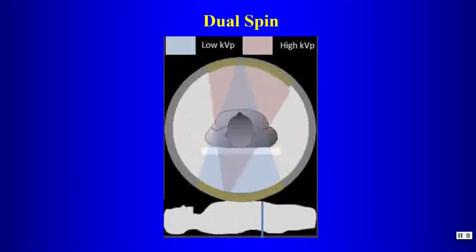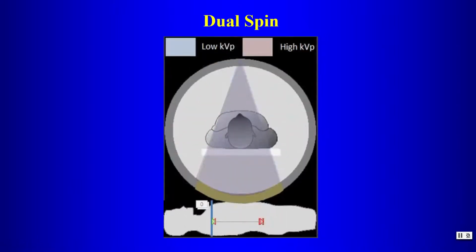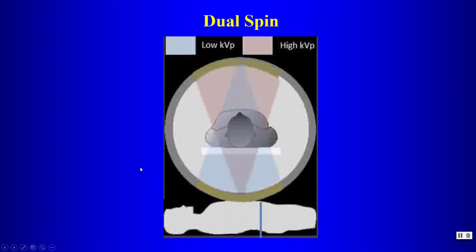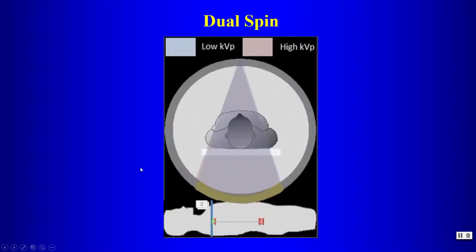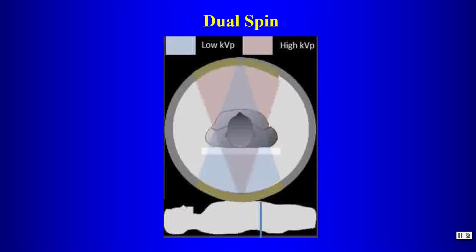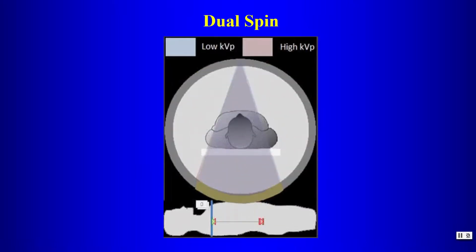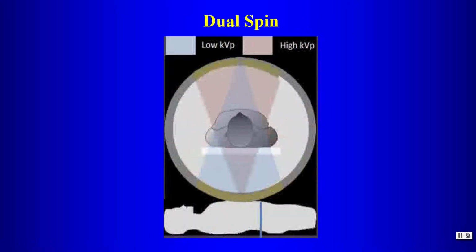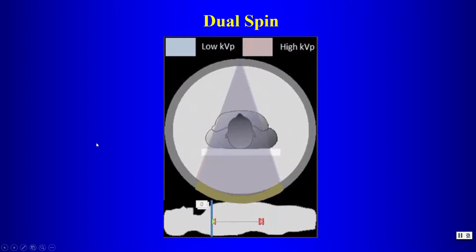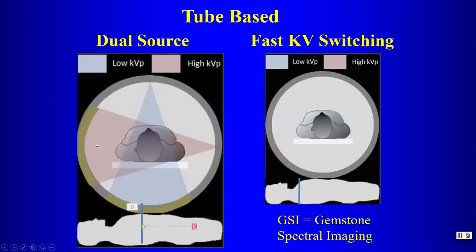So how do we do dual energy CT? Well, the simple way is dual spin, where you scan the patient once at low kVp and then scan again at high kVp. But of course, this is extremely inefficient. You also get misregistration artifacts, as there can be motion, as these are two completely separate scans.